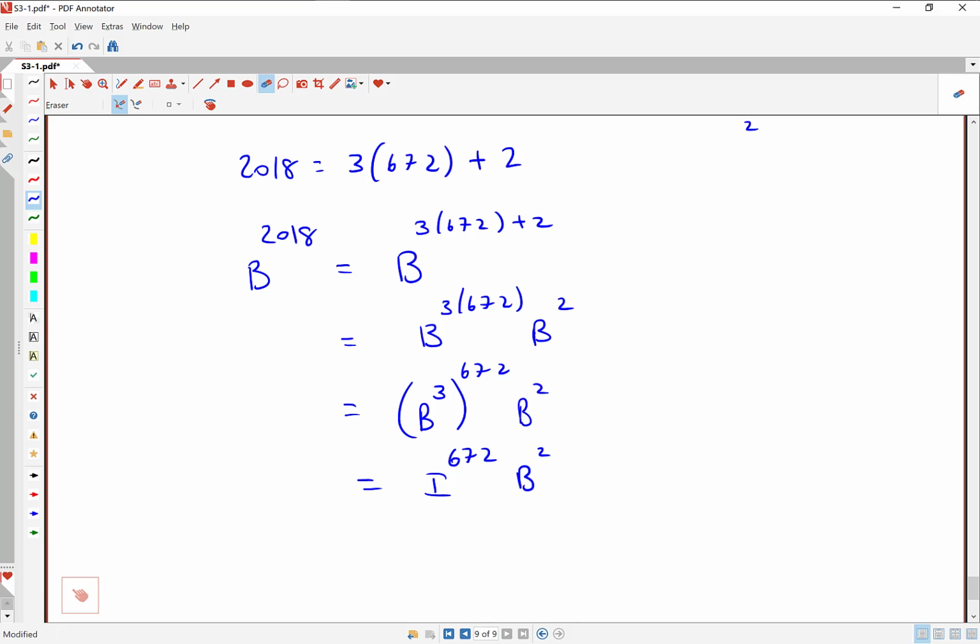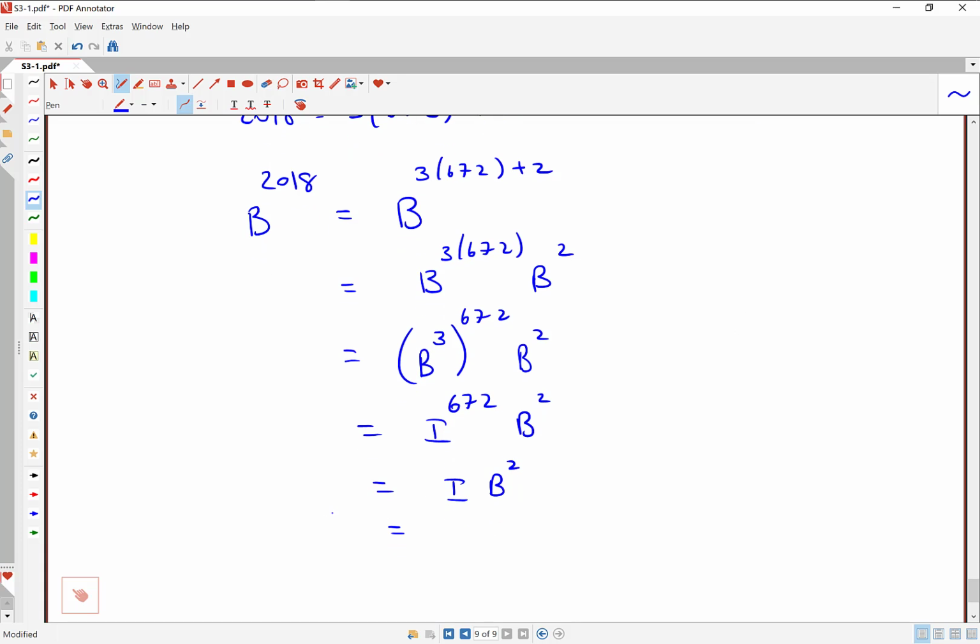So in other words, we've got the identity matrix times b squared, and identity matrix times any matrix just gives us that matrix. So the answer is b squared, and that's as simplified as it's going to get.